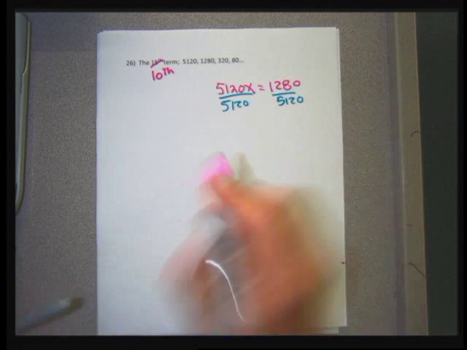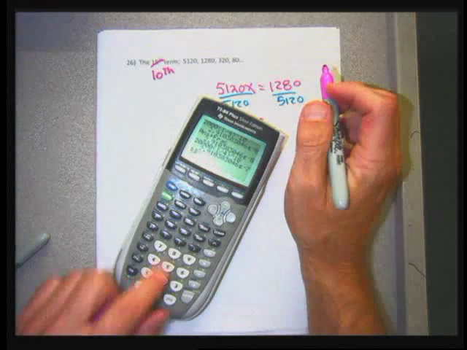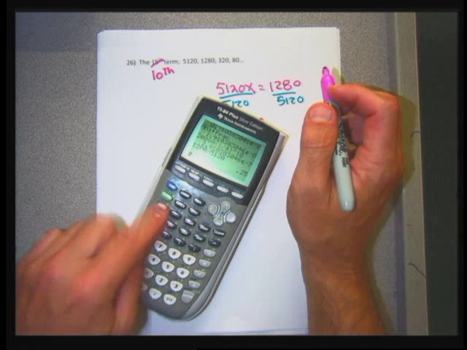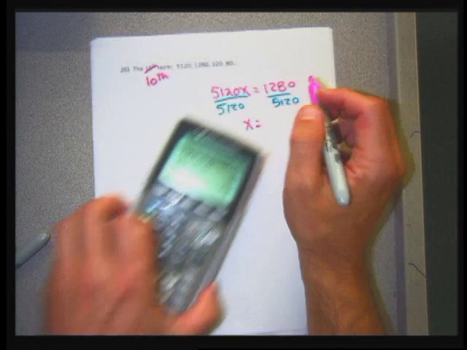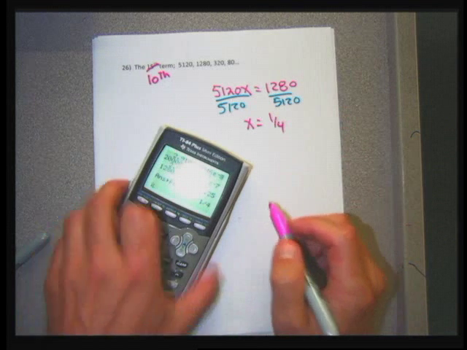1280 divided by 5120 is what the common ratio is. And if I do that, 1280 divided by 5120, I get that same 1/4. So the common ratio here is going to be 1/4. So to get from term to term, we're multiplying by 1/4.